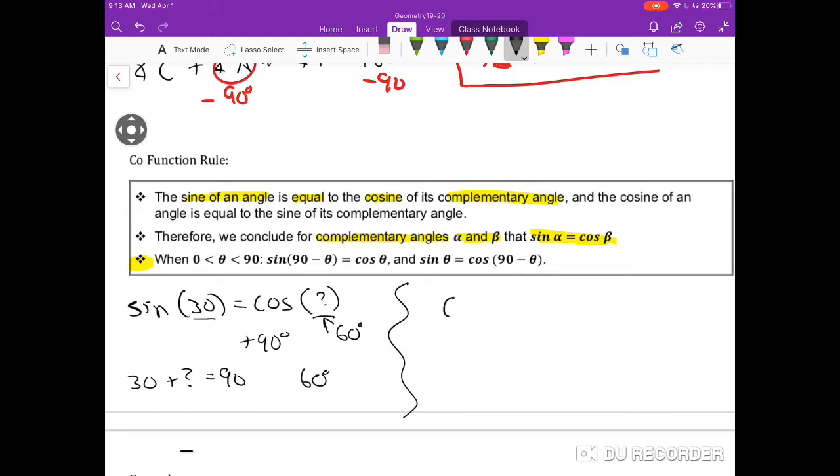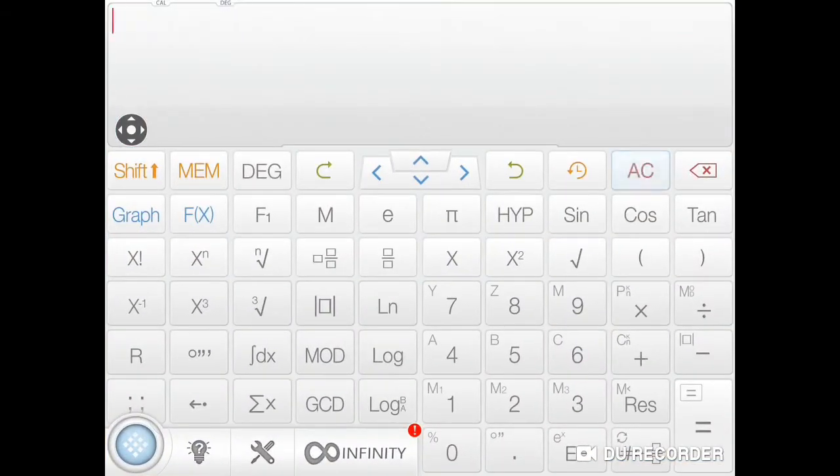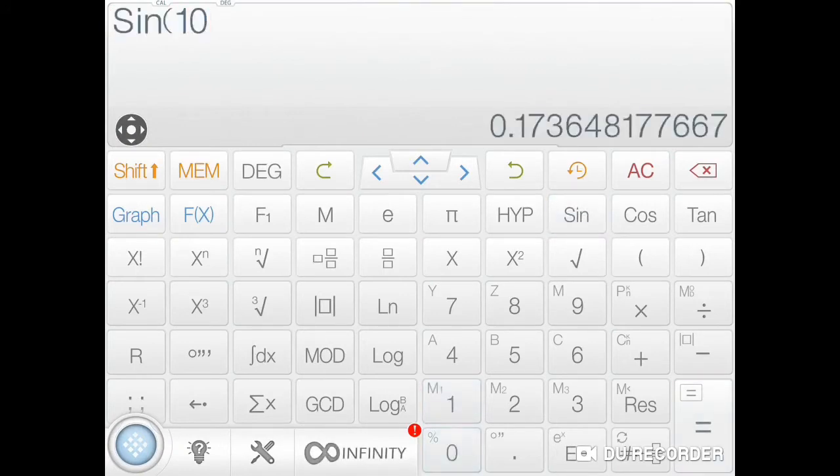Another example: let's say we know the cosine of 80 is equal to the sine of what number? We said, when are sine and cosine equal? They're equal when these two things in the parentheses add up to 90 degrees. So this would have to be 10, because 80 plus 10 is 90 degrees. So we can check: sine of 10 is 0.1736, and the cosine of 80, the same exact decimal. So that is the cofunction rule. Sine and cosine are equal when their angles add up to 90 degrees.